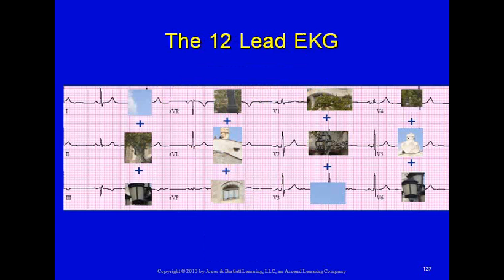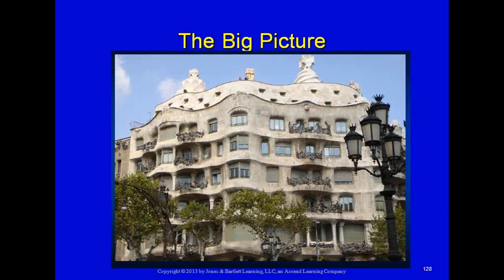And the whole purpose of doing a 12-lead ECG is that we take these 12 different pictures of the heart and we can put them together and we can see the big picture. We can see what's going on. We can identify which coronary artery is occluded. We can identify which part of the heart is affected, as well as the type of arrhythmia we might expect to see.